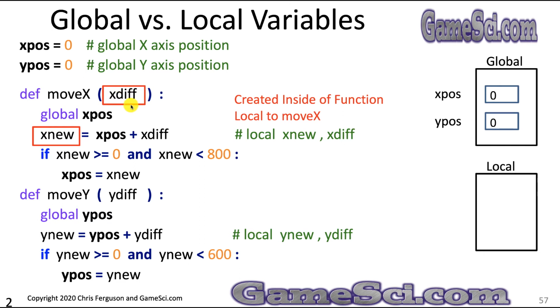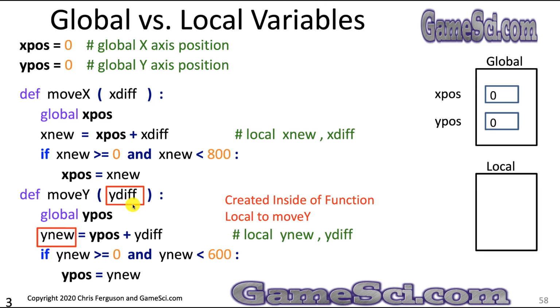What about local variables? Local variables are created inside of a function. xdiff, the parameter, is created inside this function. xdiff, the parameter, is a local variable. xnew here is also created inside of movex. Both of these variables are part of and local to the movex function.